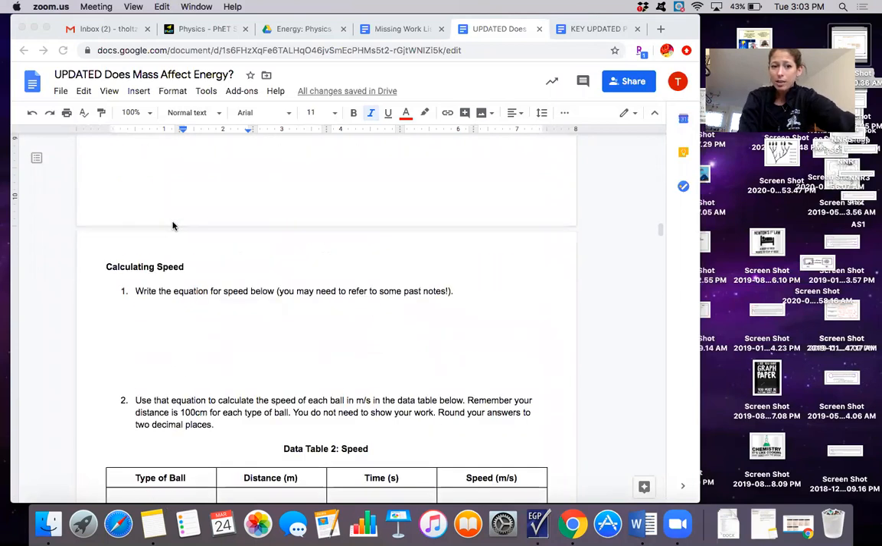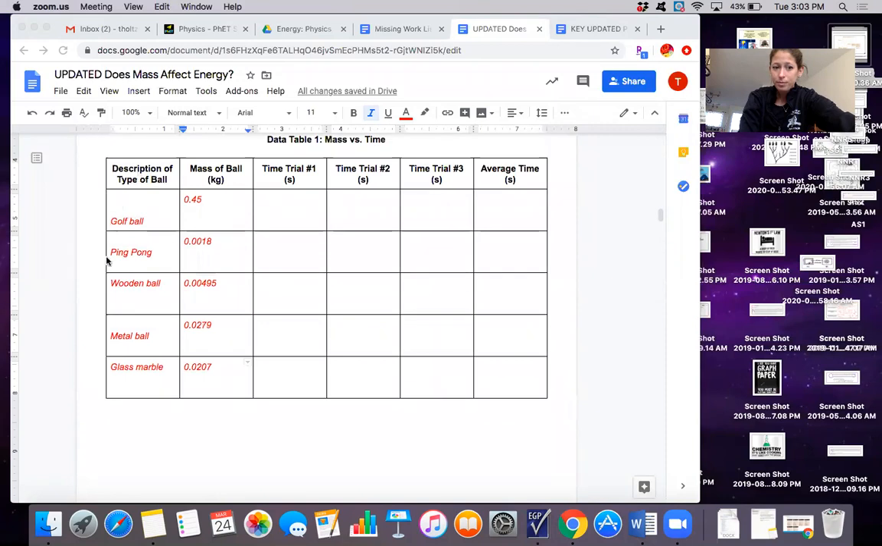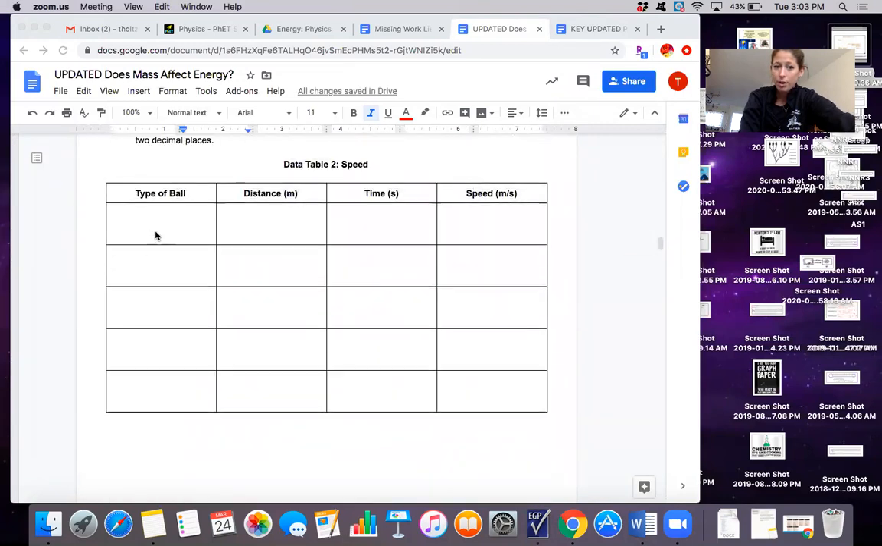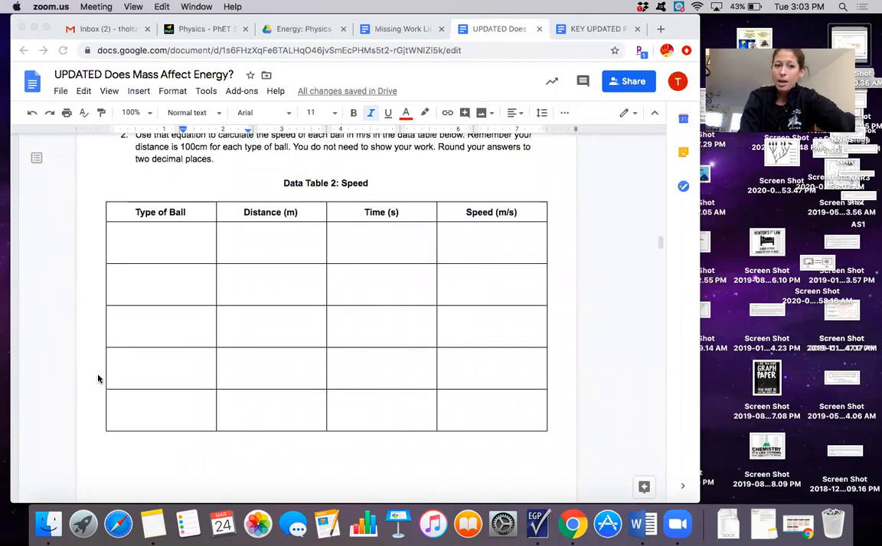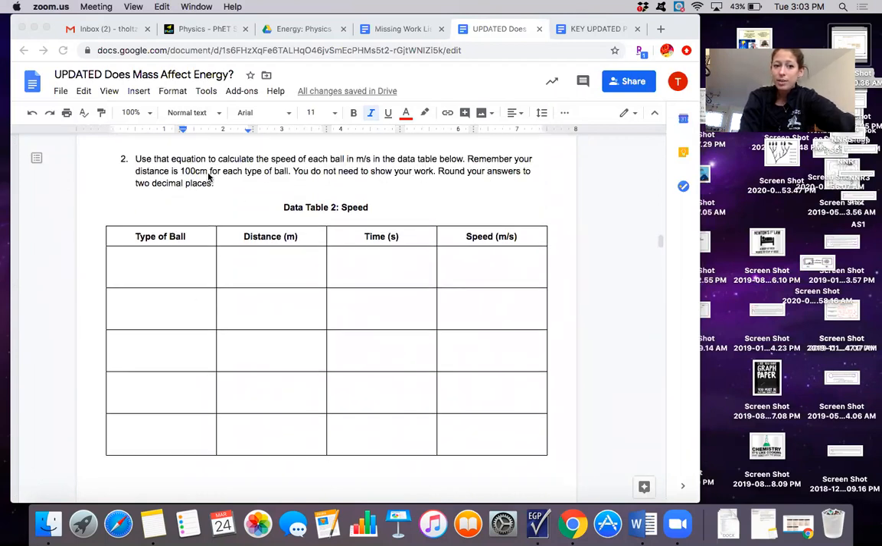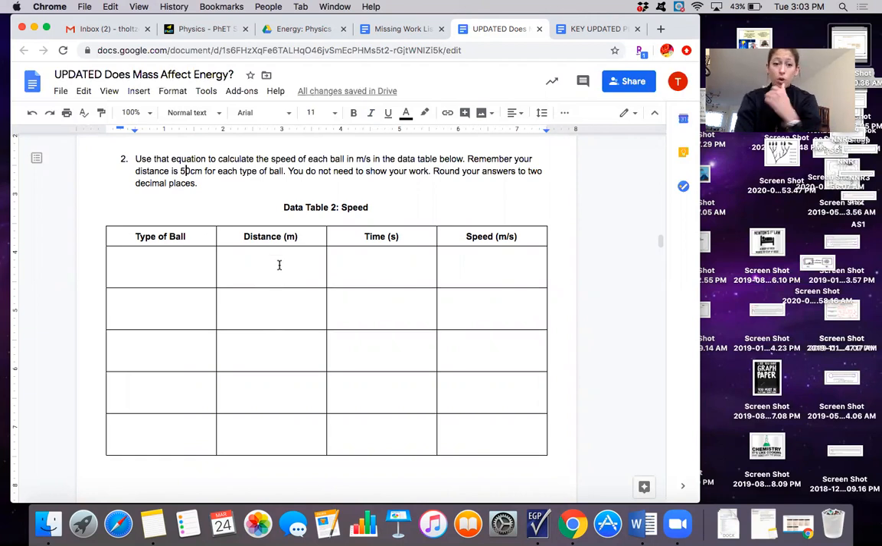All I'm doing is taking these names, golf ball, ping pong, etc., and rewriting them right here. Now, the distance, as it says, is 50 centimeters for each type of ball. Now, we don't want that in centimeters. We want 50 in meters. So if it's 50 centimeters, how many meters is that? How do I convert that?